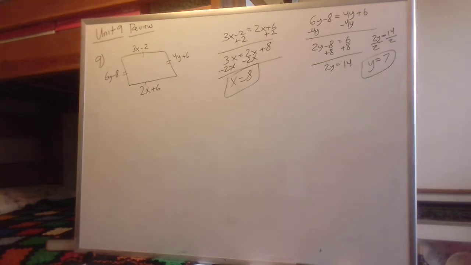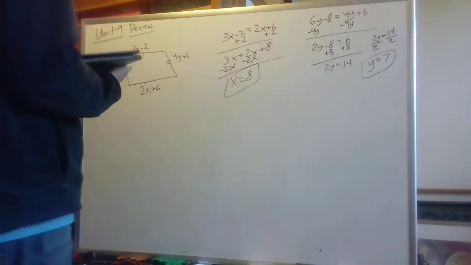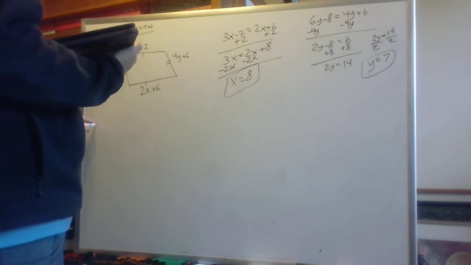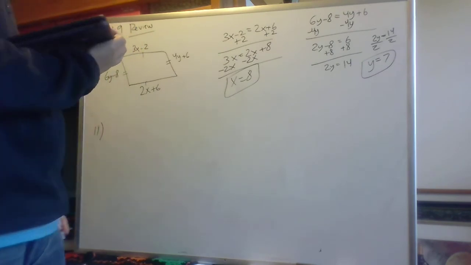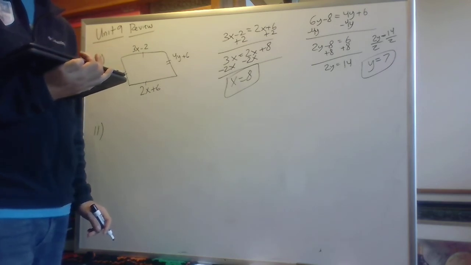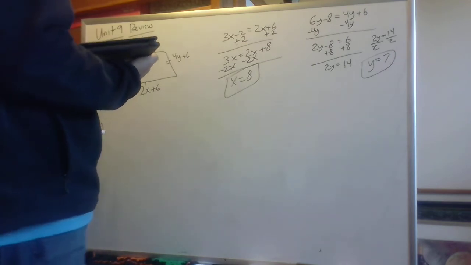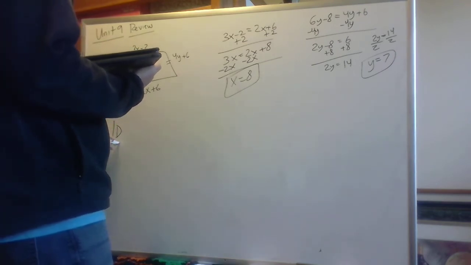So problem 11 is a multiple choice problem. It wants you to determine which of the following quadrilaterals is not a parallelogram. This has you look at the theorems that we've discussed, and essentially the answer would be D.